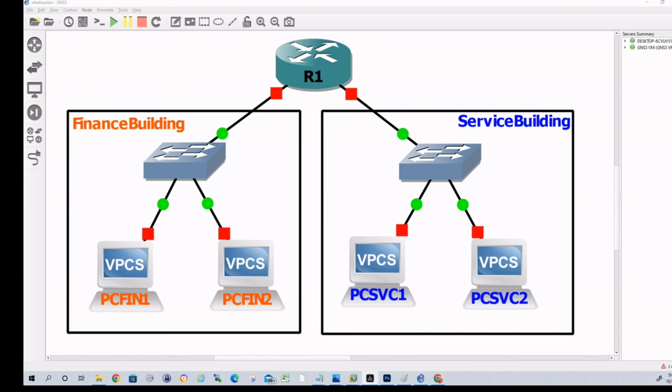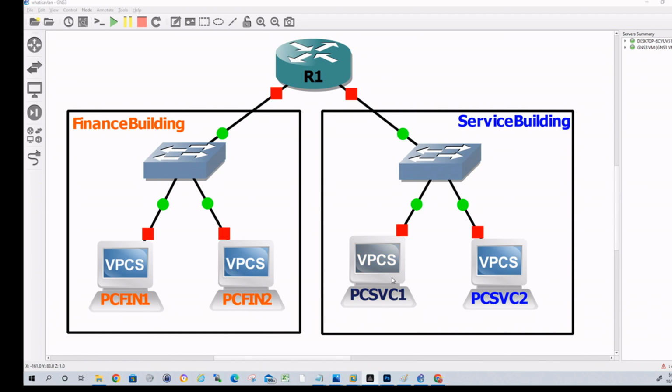or within those squares. So we have two PCs in each building and they're both connected up to a layer 2 switch. What this does is put them in the same layer 2 broadcast domain. So what does that mean? That means that anytime, let's say PC fin 1 down here sends out a broadcast packet or any broadcast traffic, it's going to go to this switch and it will be flooded out by default to all ports on this switch. So PC fin 2 is going to hear about it, in other words.